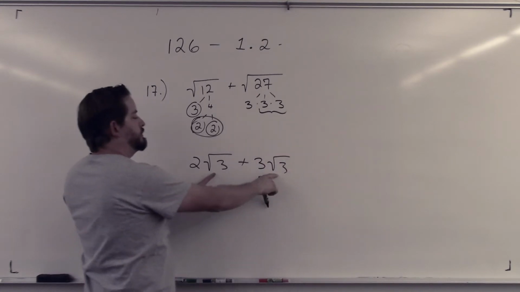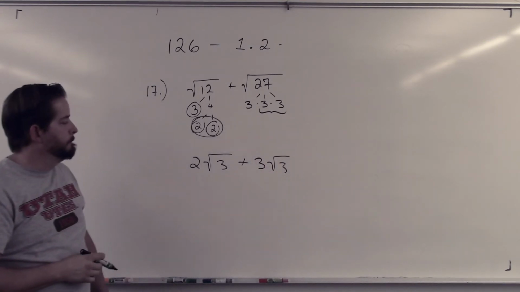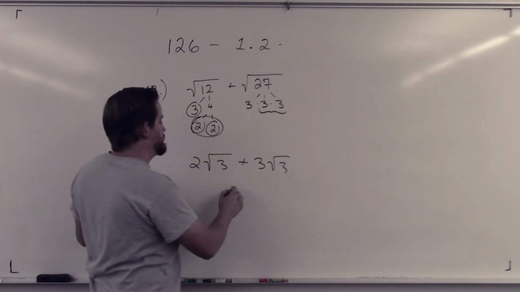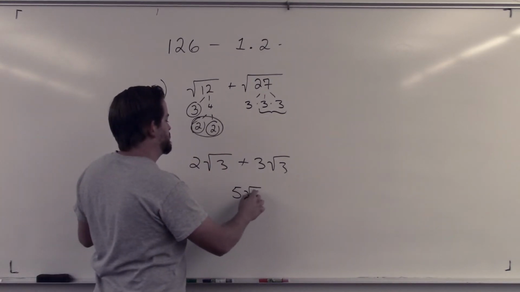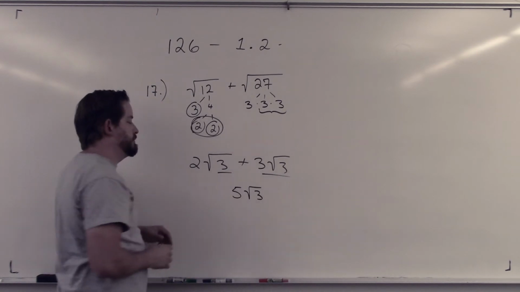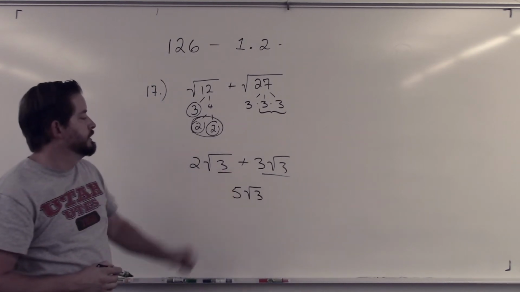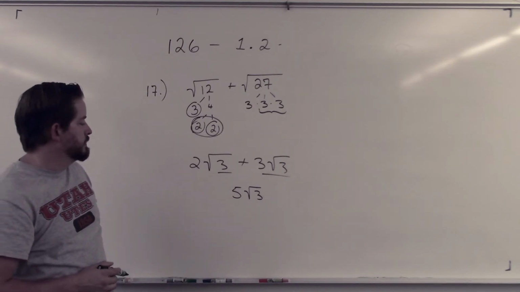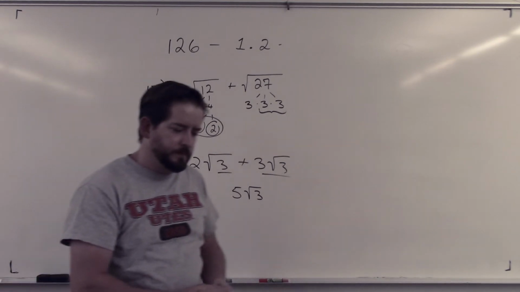And now my radicals are the same, right? 2 root 3's plus 3 root 3's, altogether, this is 5 root 3's. Once these guys are the same radical, then I can combine them using the reverse distribution process, and it combines to 5 root 3.